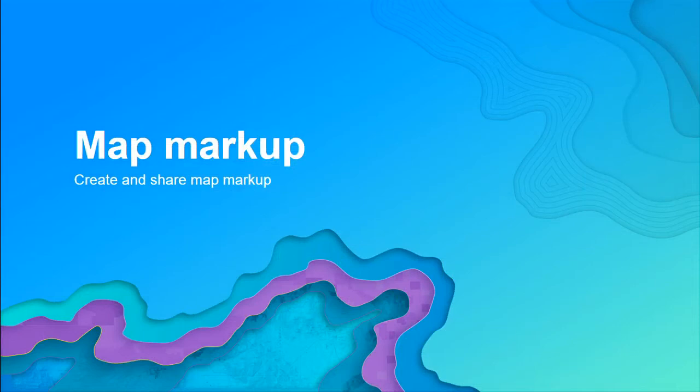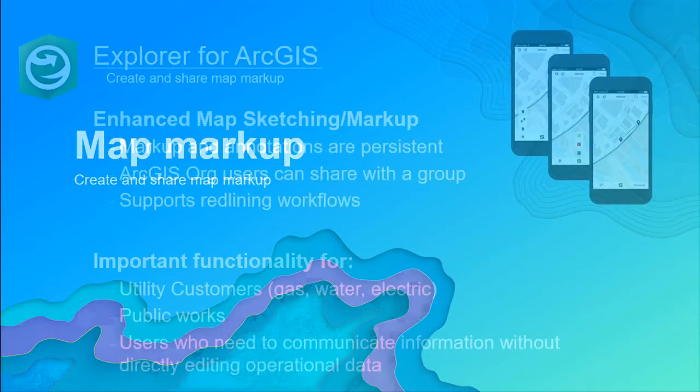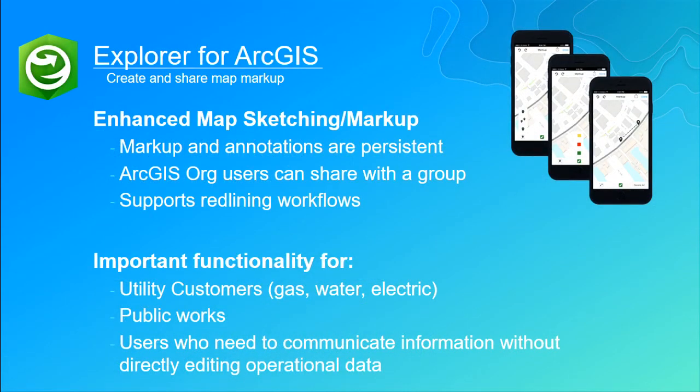So the next thing we want to talk about is map markup, being able to actually take those notes while you're out in the field. Talking through markup, you can make annotations on your device, as mentioned. You can drop a point. You can draw an area. You can add notes to those things. You can give them titles. And those things are persistent on your device. They stay there on your device.